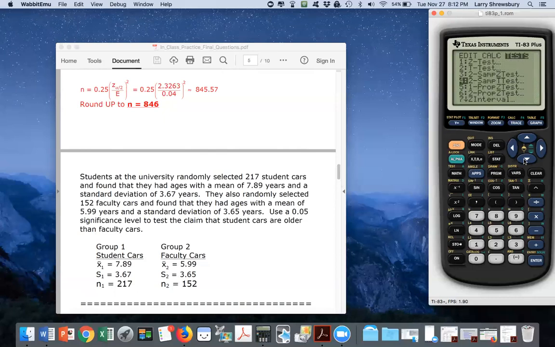First things first. Rather than scroll down, I want to show you the process, because this is one of the newer things you've learned. So our null hypothesis is saying that the population mean for the student cars is the same as the population mean for the faculty cars. So group 1 is the student cars, so that population mean 1 would represent the typical age of the student cars.